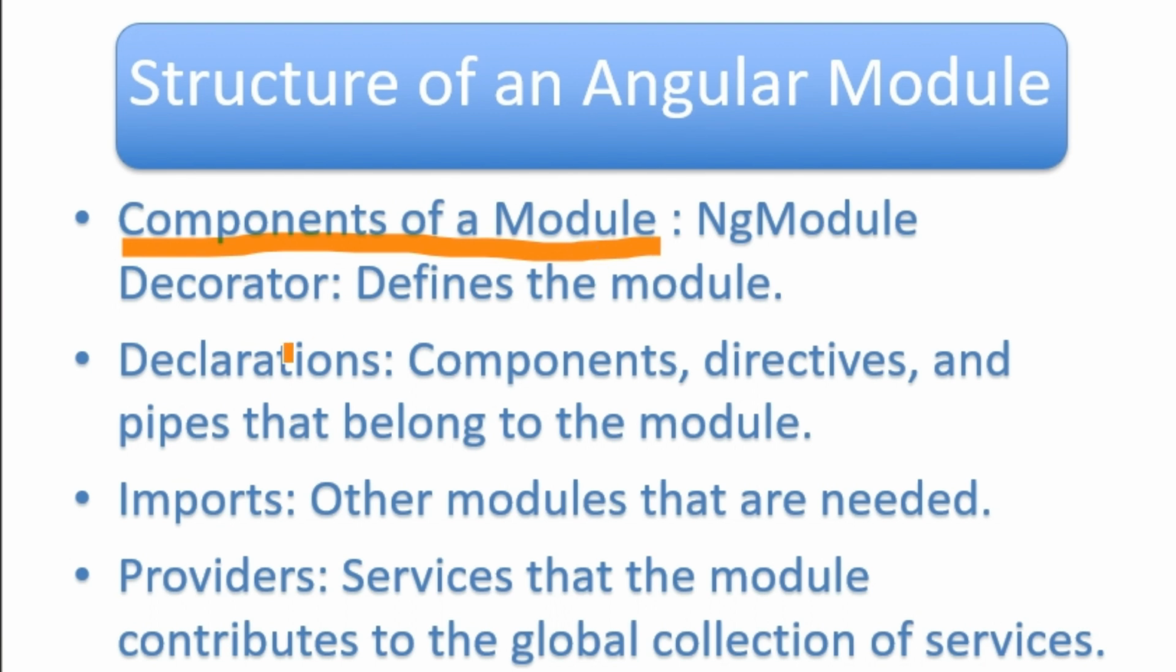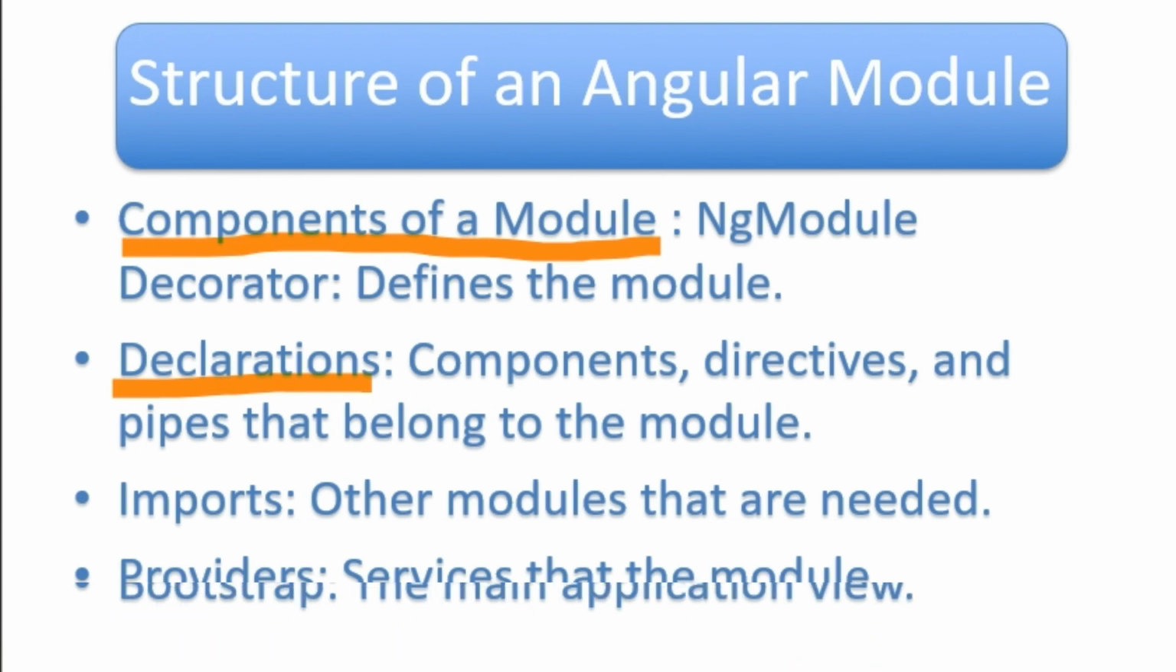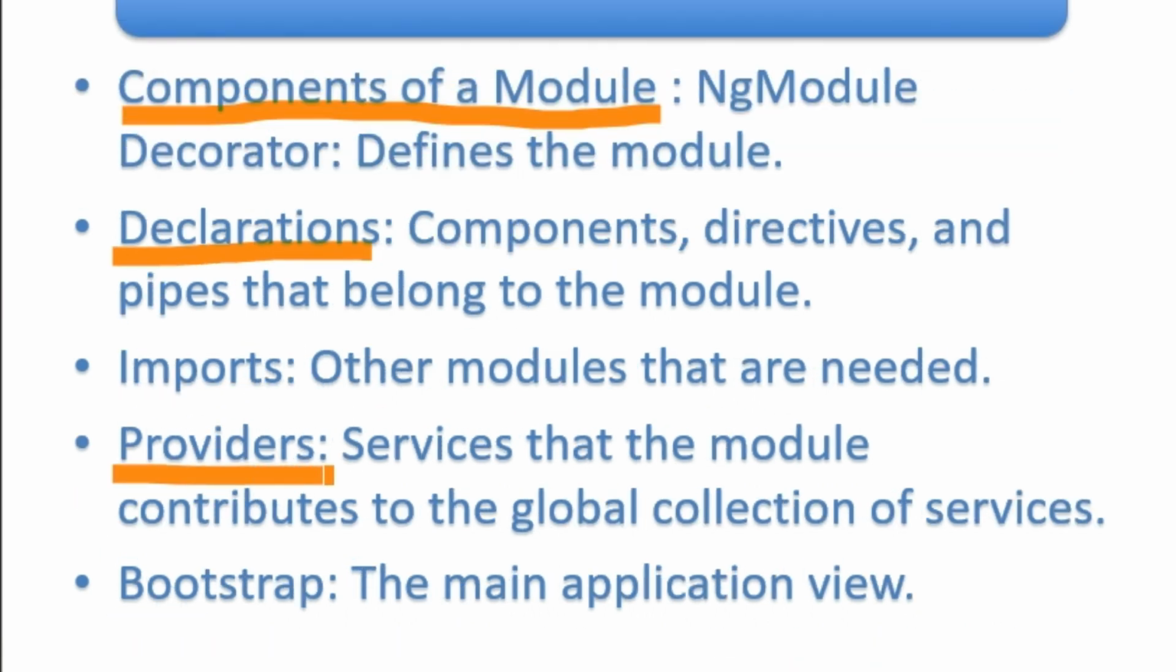Declarations. This is where we list the components, directives, and pipes that belong to the module. Imports. Here, we specify other modules that this module needs to function. Providers. This section includes services that are available for dependency injection. Bootstrap. Finally, this identifies the main application view that Angular should create and insert into the HTML host page.